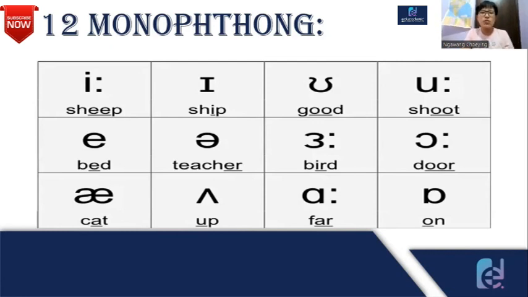Sheep, right? Longer E in sheep. Then ship, shorter E. Try speaking those words, right? Then comes good. We say good, not good. So there's a shorter U. Then comes shoot. Then comes bet, B-E-T, bet, right? Then comes teacher, with the schwa at the end. This symbol is called schwa, right? Then comes bird. Then comes door. Then comes cat. We also say bat, right? We also say mat. Then comes up, then comes far, car, then comes on.